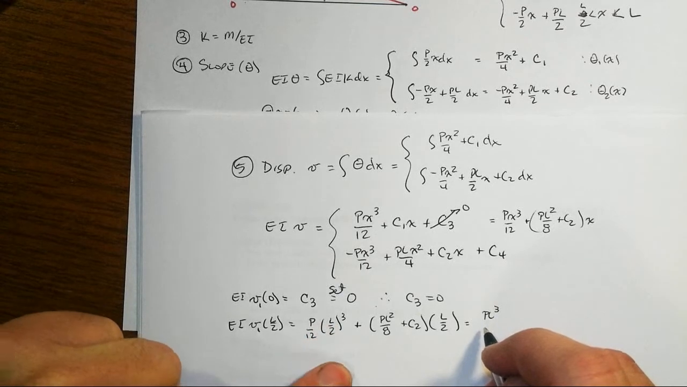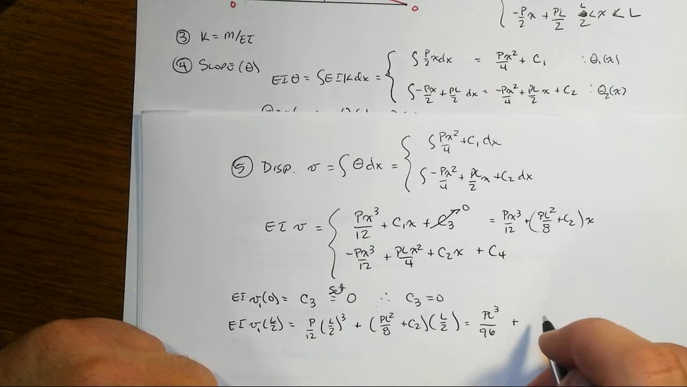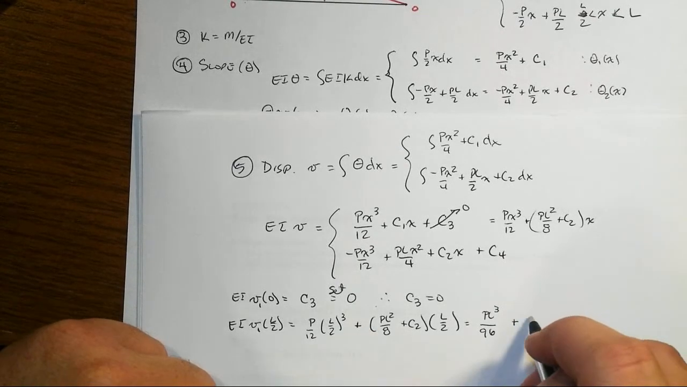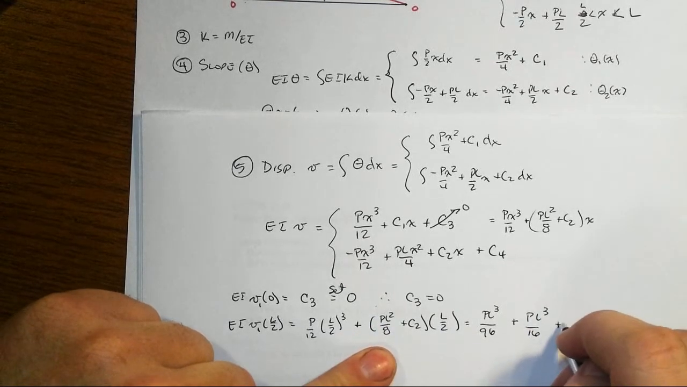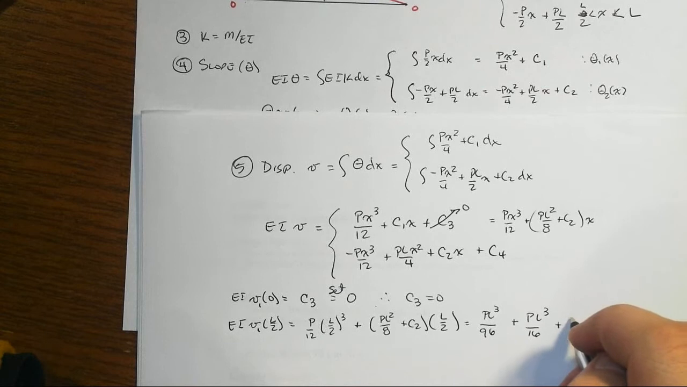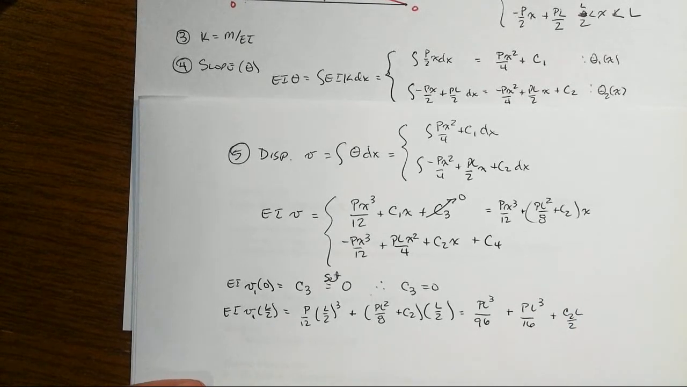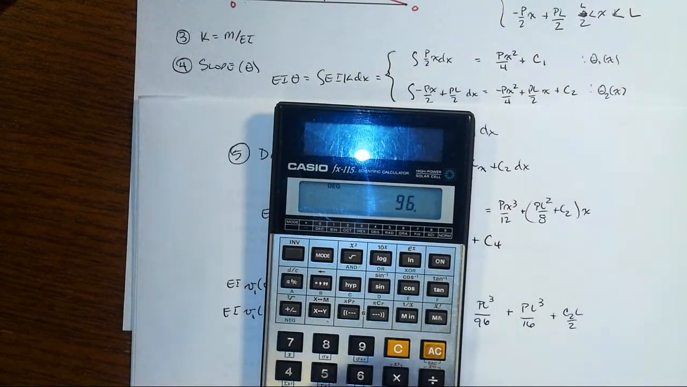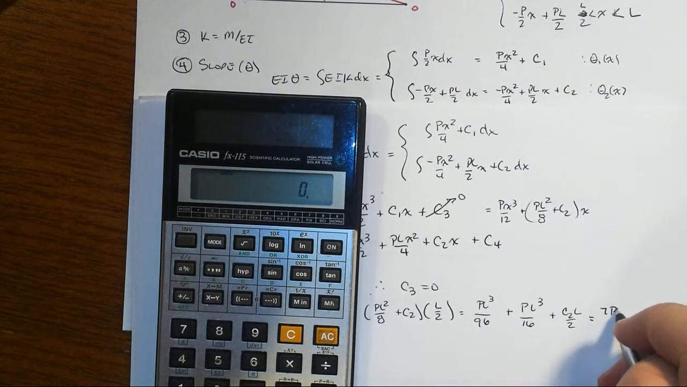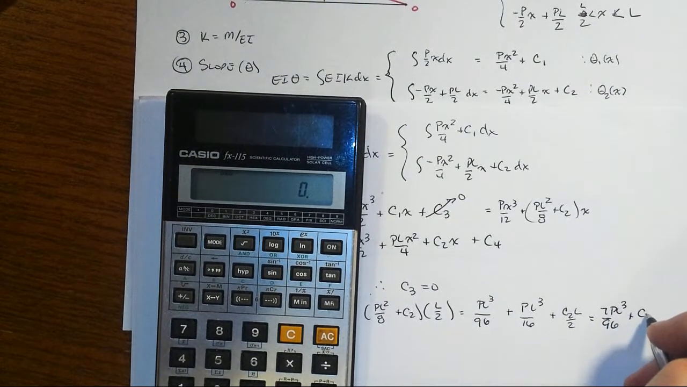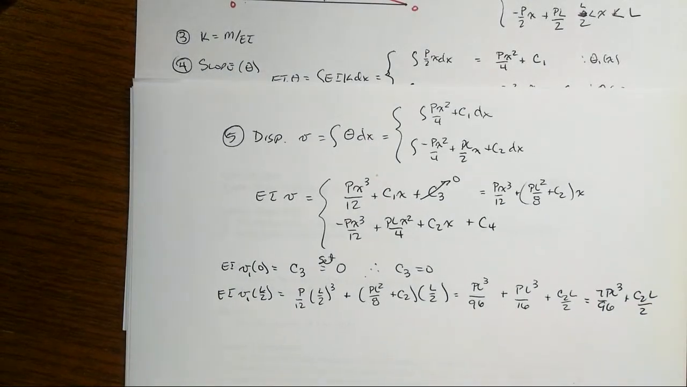Alright, so now let's get this a little bit closer to being evaluated. That's 2 cubed, that's 8. 8 times 12 is 96. Plus then PL cubed over 16 plus C2L over 2. And does 16 go into 96 real quickly? Oh, it does perfectly. So that's going to be equal to 7PL cubed over 96 plus C2L over 2. Oh my gosh, this is painful, isn't it?